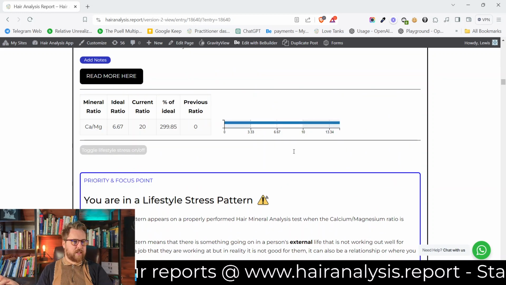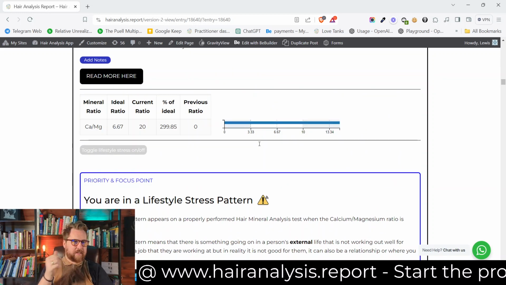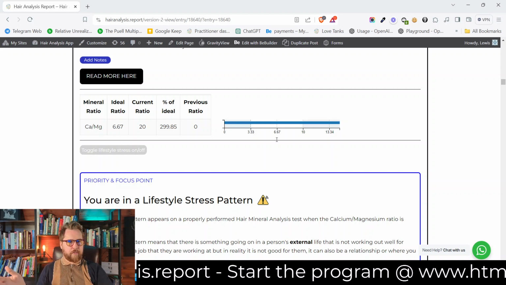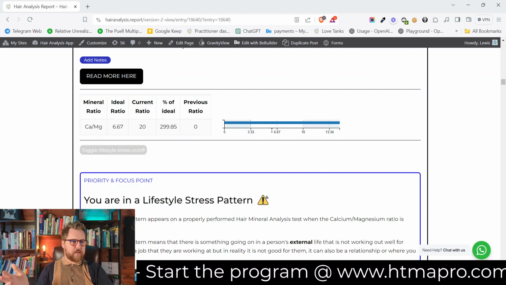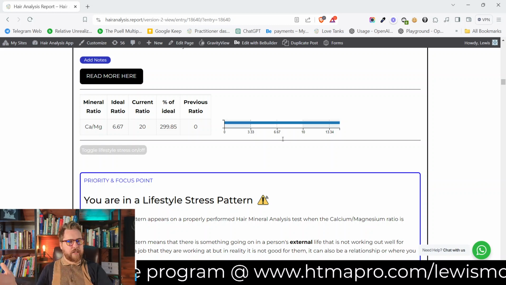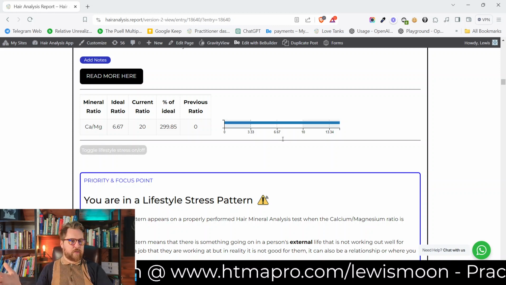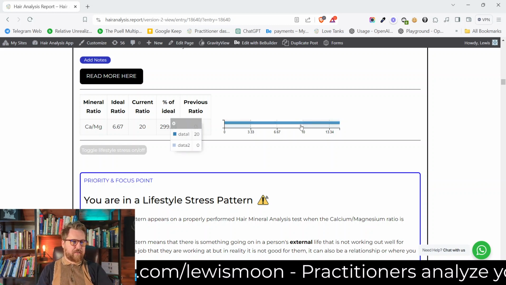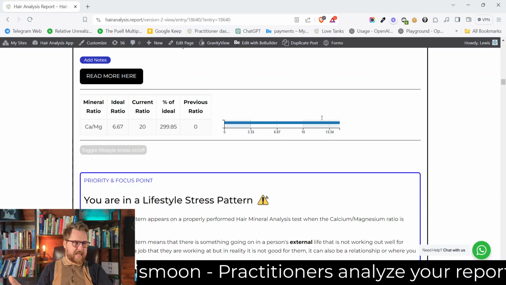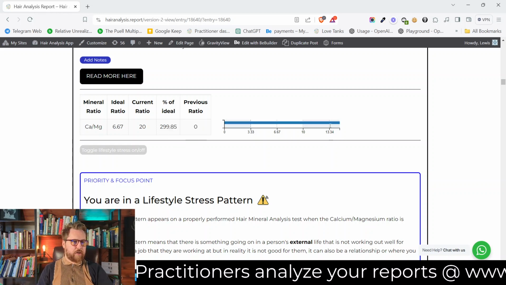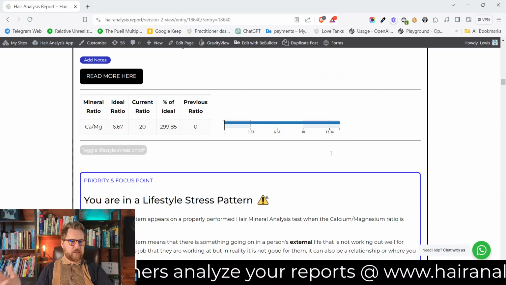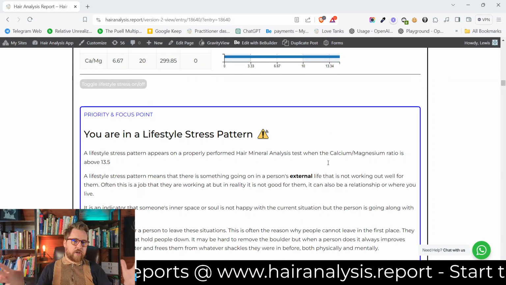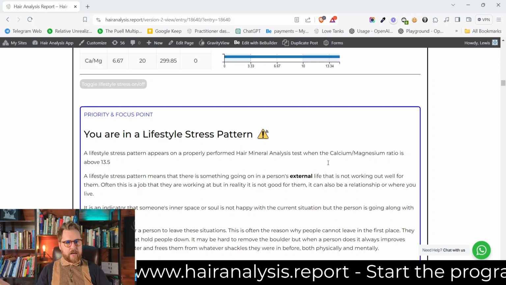Lifestyle stress is really interesting actually, because basically the calcium magnesium level is a really good indicator of blood sugar regulation. So if it's above 6.65, it's actually a really good indicator that the individual is probably overeating on carbohydrates and sugars, especially if it sort of gets above 8, 9, 10. When it actually gets above 13.5, it kind of switches, and it switches to a lifestyle stress pattern. So it's an indicator that the person's external life is actually causing them a lot of stress.